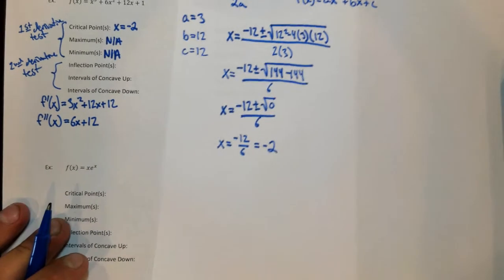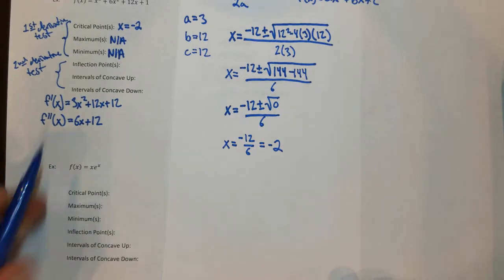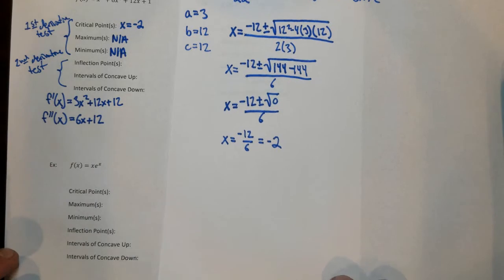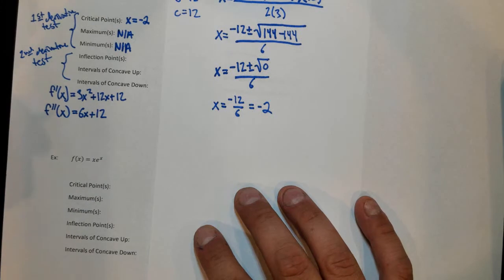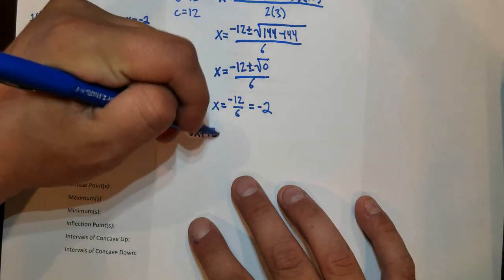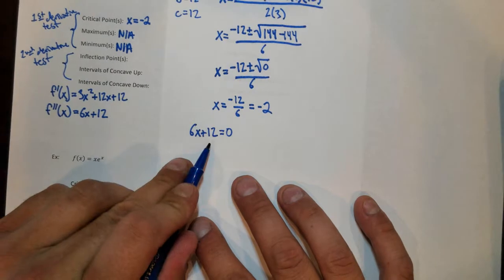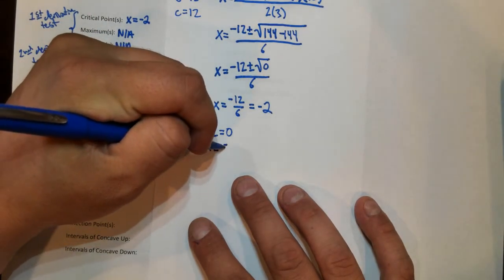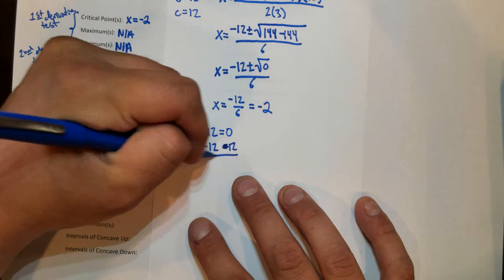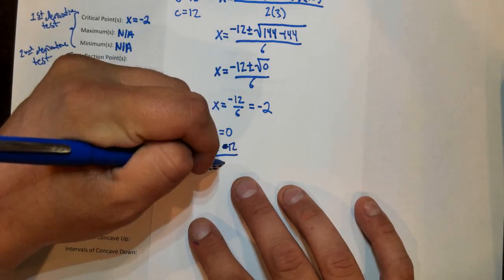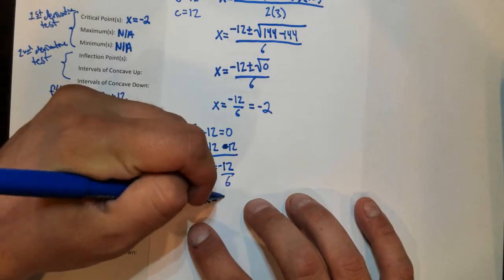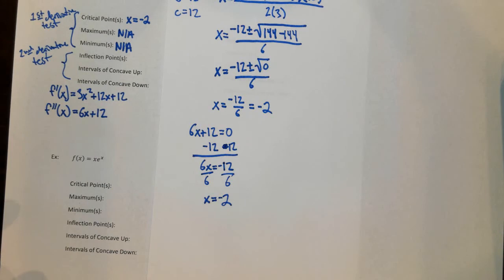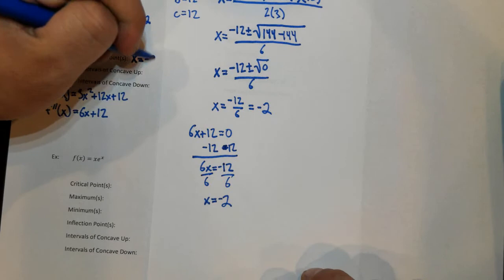All right. Now let's use the second derivative to find our inflection point. So remember, the second derivative where it equals 0, that's where our inflection point is. So I can say 6x plus 12 equals 0. Subtract 12, 6x equals negative 12, and then divide both sides by 6, and we get x equals negative 2. And that is also a critical point, right? So our inflection point is at x equals negative 2.